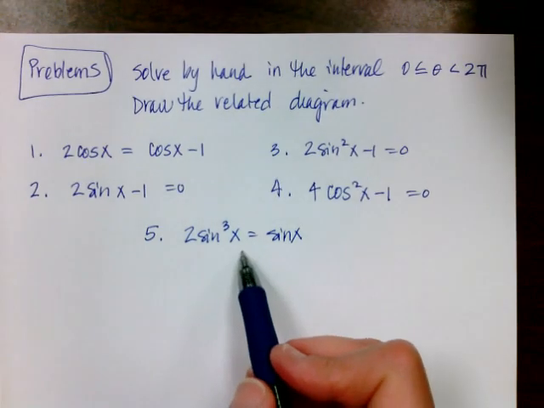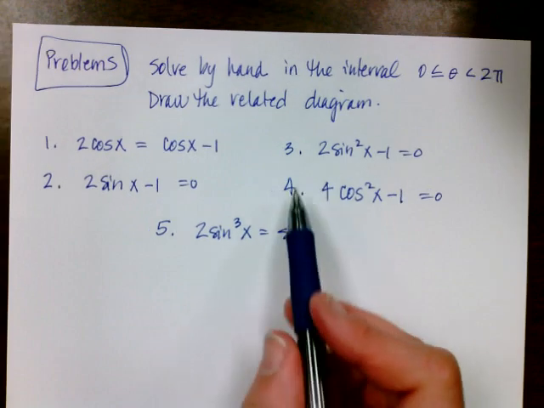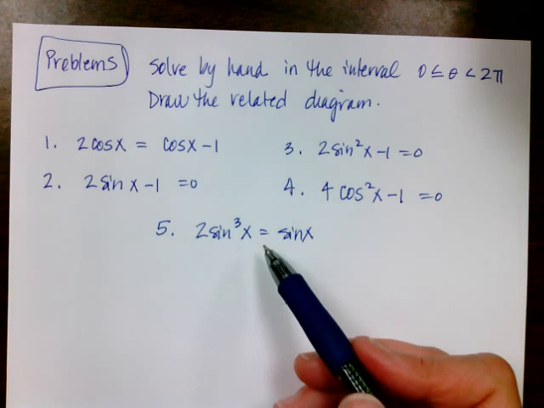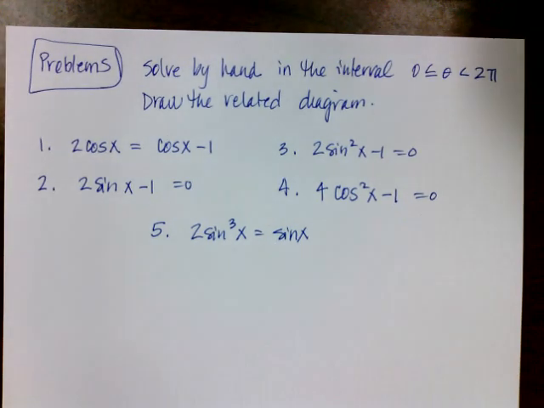Okay, and then on this one you need to remember, and on these three actually, remember that if I have to take the square root of both sides, I have two potential solutions, plus or minus.